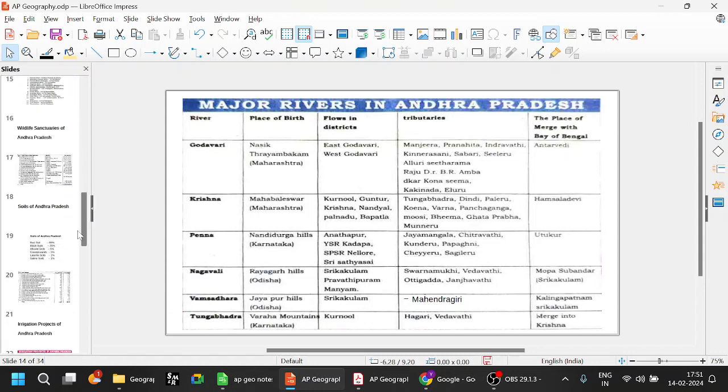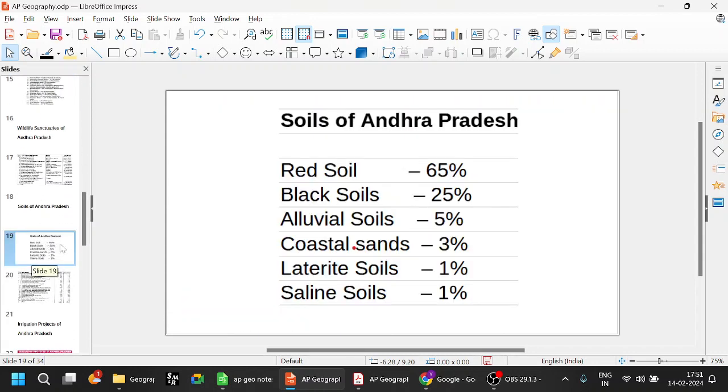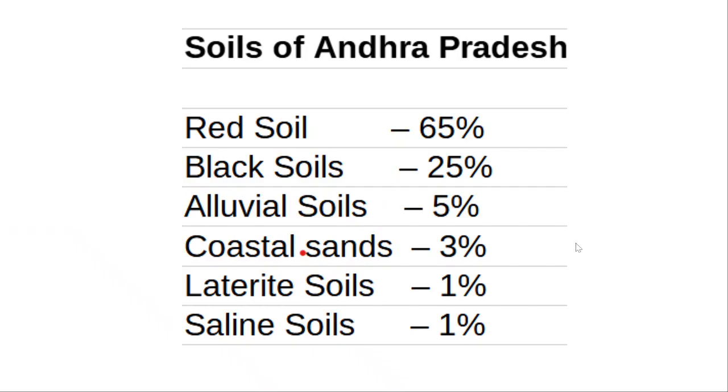But in Andhra, if you look at the soils of Andhra, this is very important. You have majorly six types of soils in Andhra Pradesh. The red soil constitutes 65%. Try to remember this, very important. In India, alluvial soils are the highest, but in Andhra, 65% are made up of red soils, and black soils are 25%. Try to remember the order also.